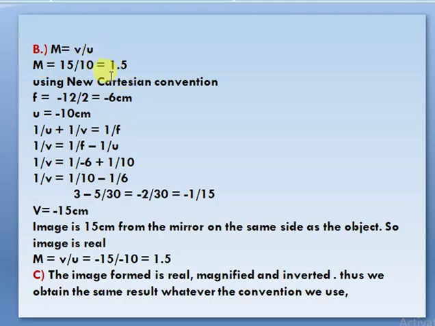And if magnification is below 1, that means the image is diminished. The other one is using the new Cartesian method, but I advise you just be using real is positive. Now see the nature of the image. So the image will be what? Real. You can get it on the screen. That is why it is positive. Magnified and what? Inverted. Magnified because you saw the magnification to be 1.5, and inverted. Thus, we obtain the same result, whatever the sign convention we use.